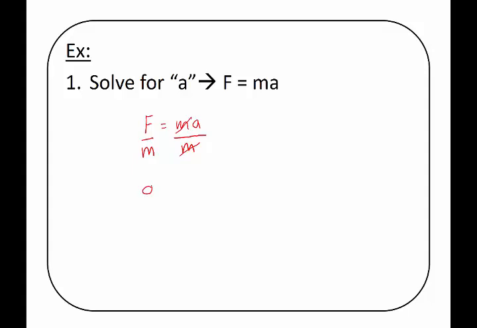Now we can rearrange the equation. Because it's an equation, it doesn't matter which side we write on either side. We usually write the isolated variable on the left. So that tells us that a is going to equal F over m. There's our equation solved for a.